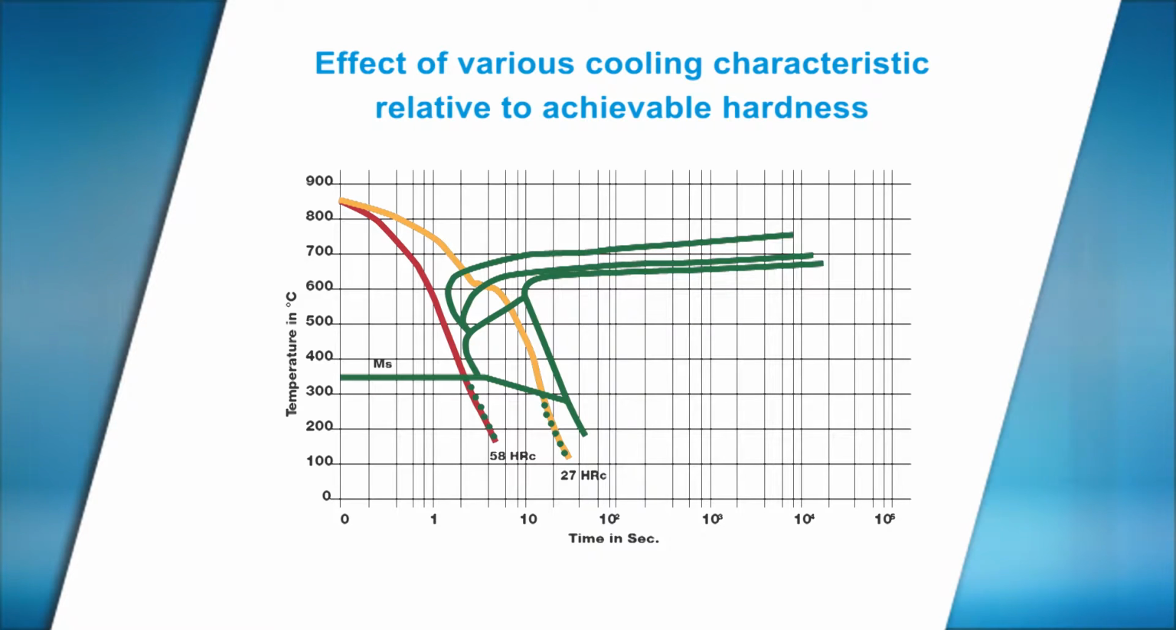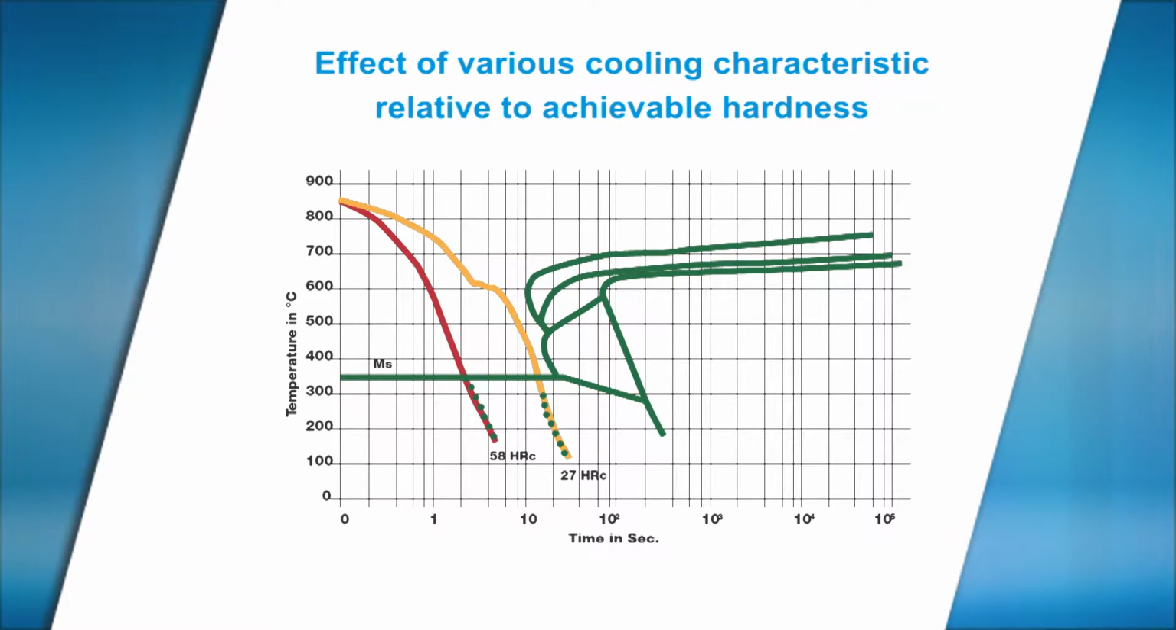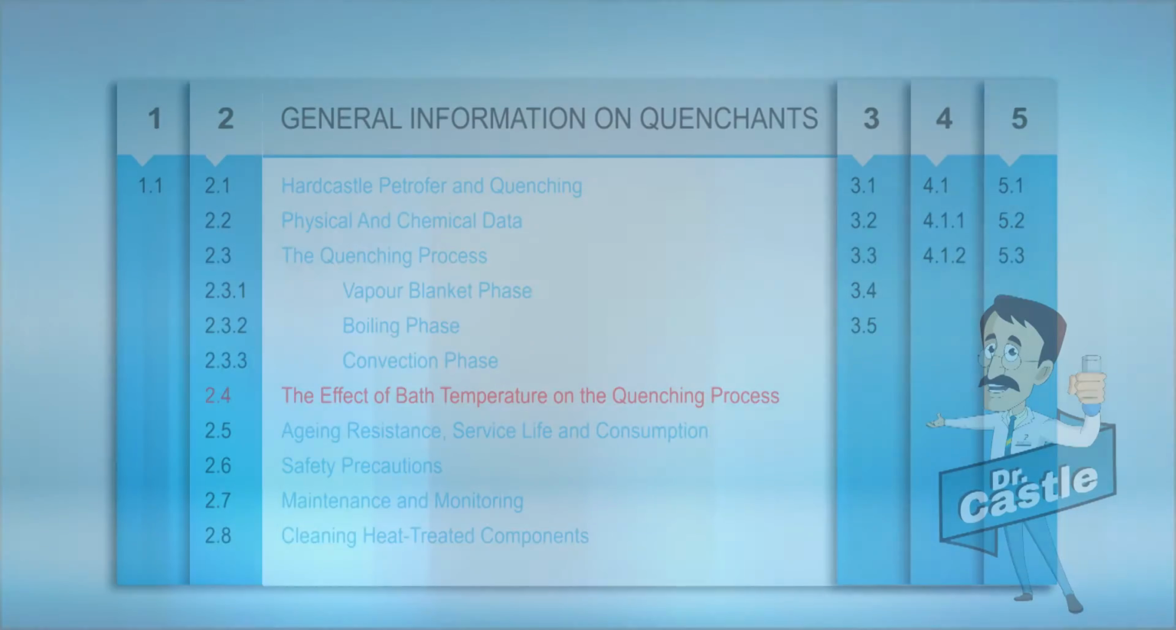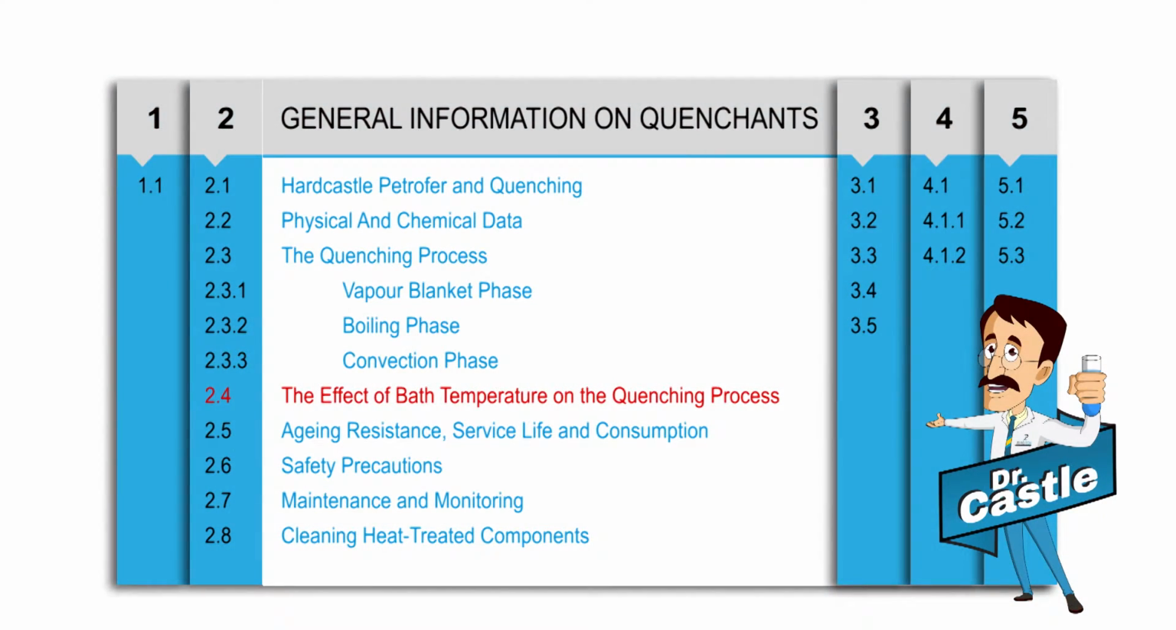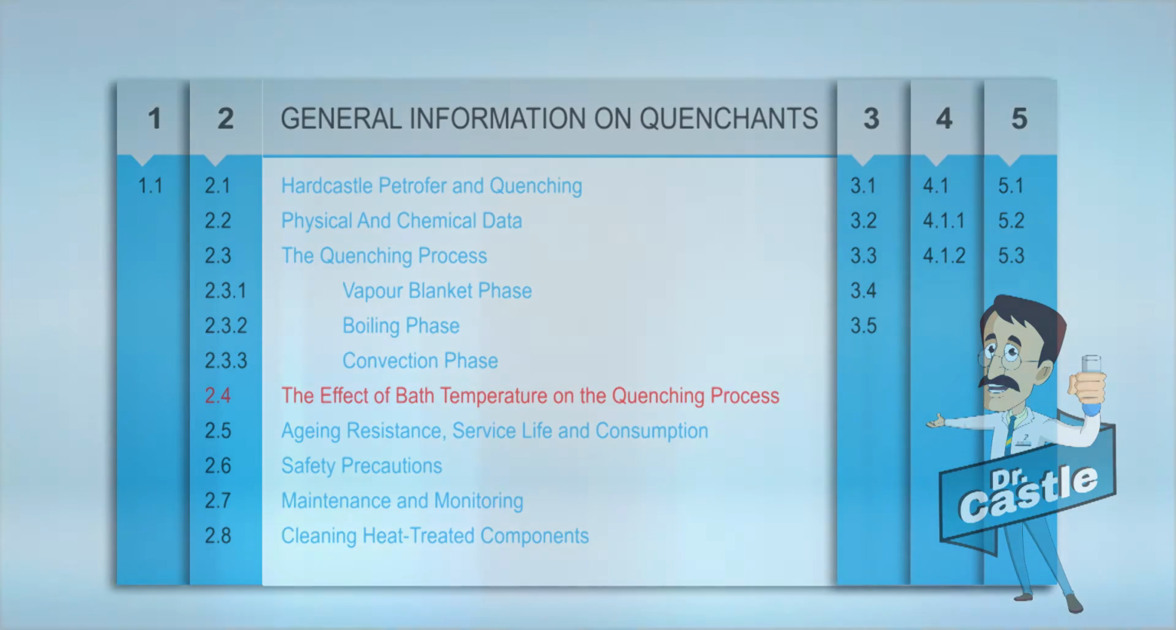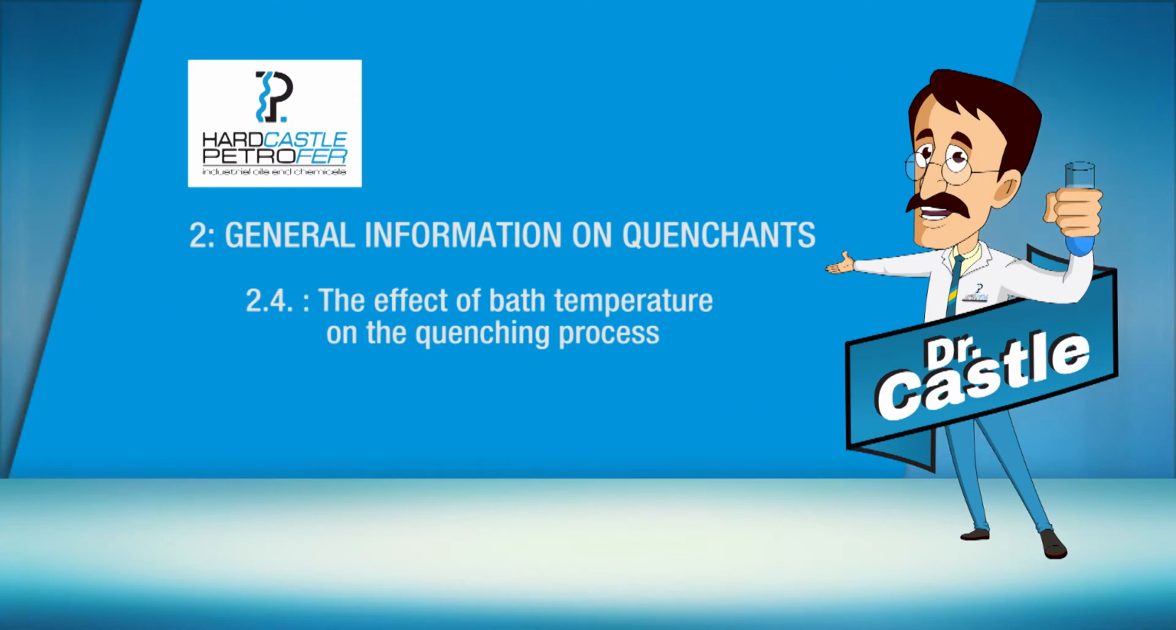For the hardening of alloy steels, where the TTT curve lies further to the right, the duration of the vapor phase is less critical. But one should also consider that uniform cooling of the surface reduces thermal stress and distortion, as discussed earlier. In the following topic, we will learn the effect of bath temperature on the quenching process.